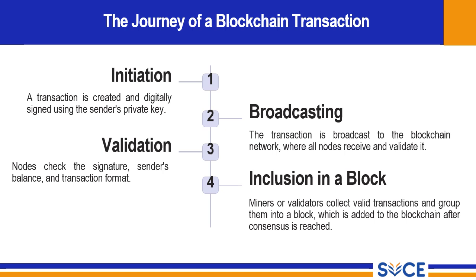Step 4 is inclusion in a block, finalizing the transaction. Once the transaction is validated, it needs to be added to a block. Here is how it happens: the miners or the validators pick transactions from the memory pool. They group them into a new block. The block must be confirmed by the network through a consensus mechanism.